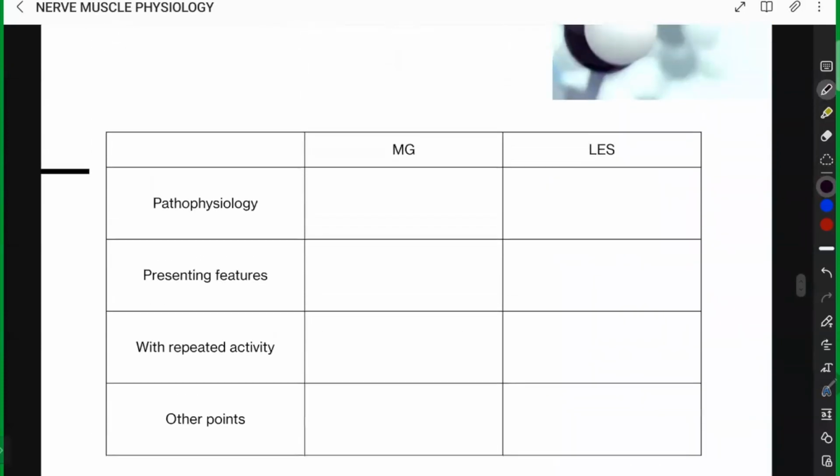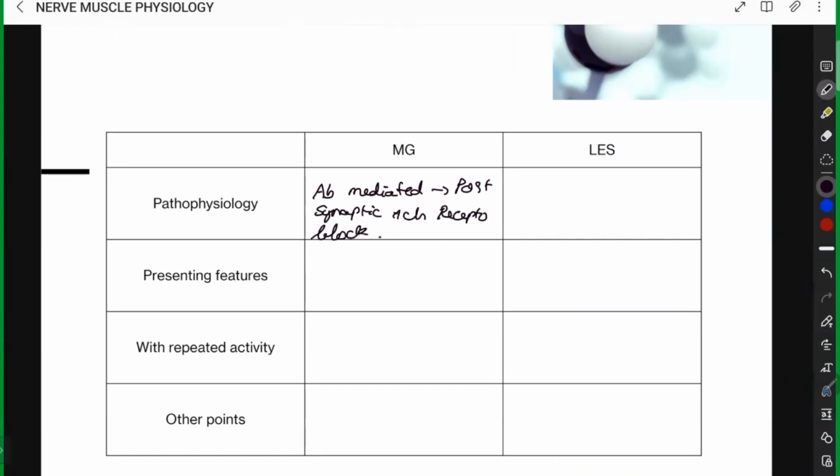Now along with me, write this tabular column. So pathophysiology: what happens here? Antibody-mediated postsynaptic acetylcholine receptor blockage. What happens in Lambert-Eaton syndrome? There is a paraneoplastic antibody that blocks or inhibits the calcium channels present in the presynaptic terminal.